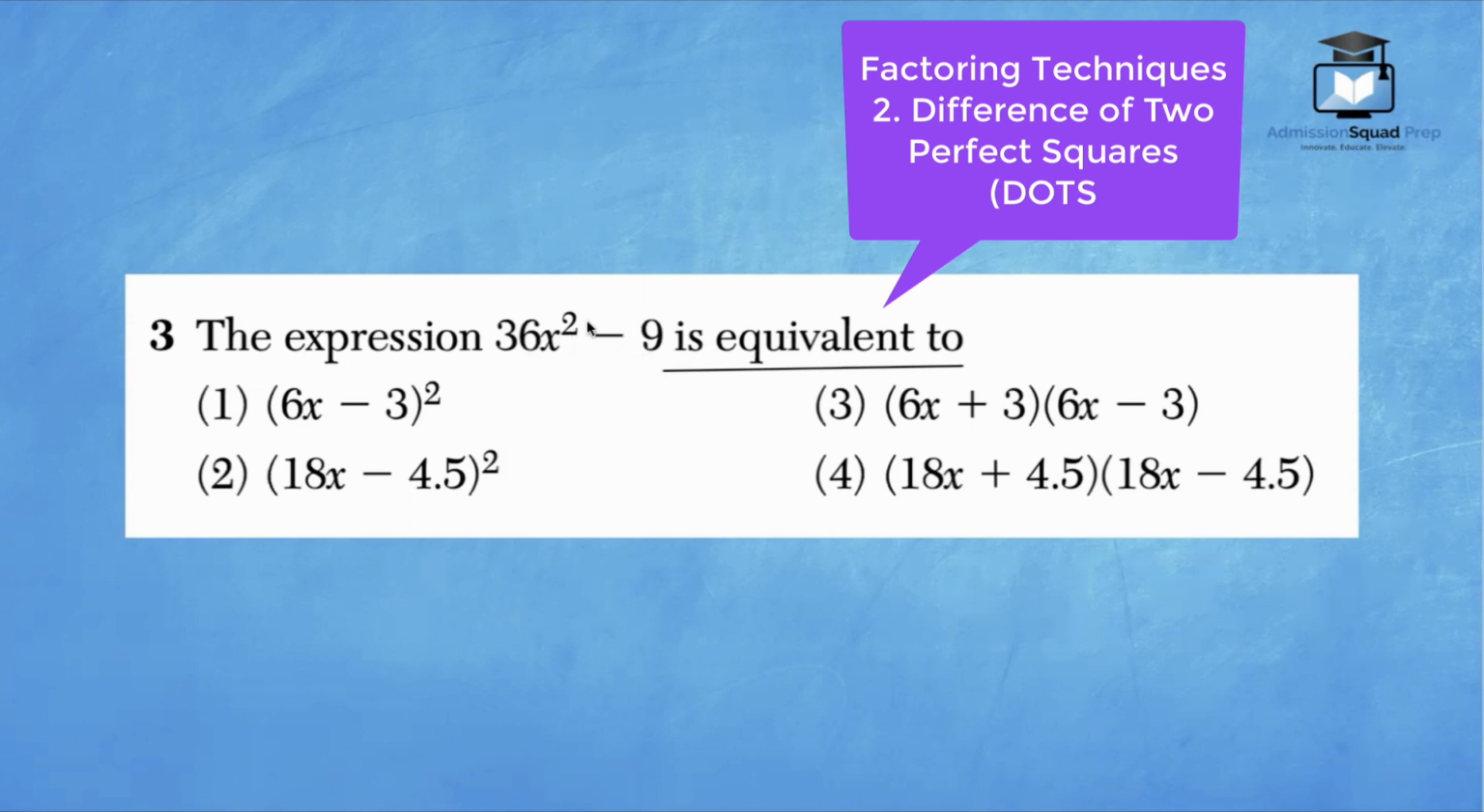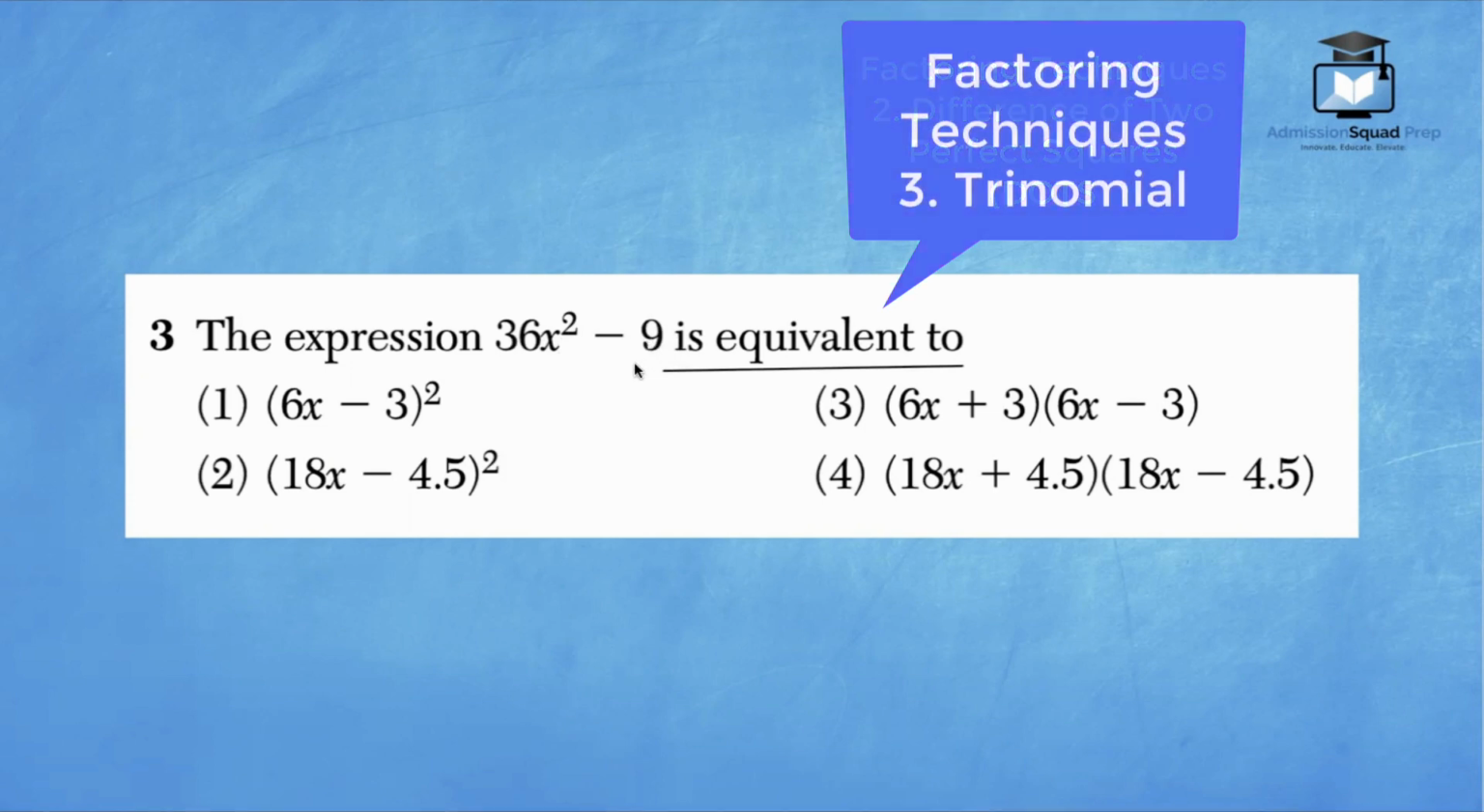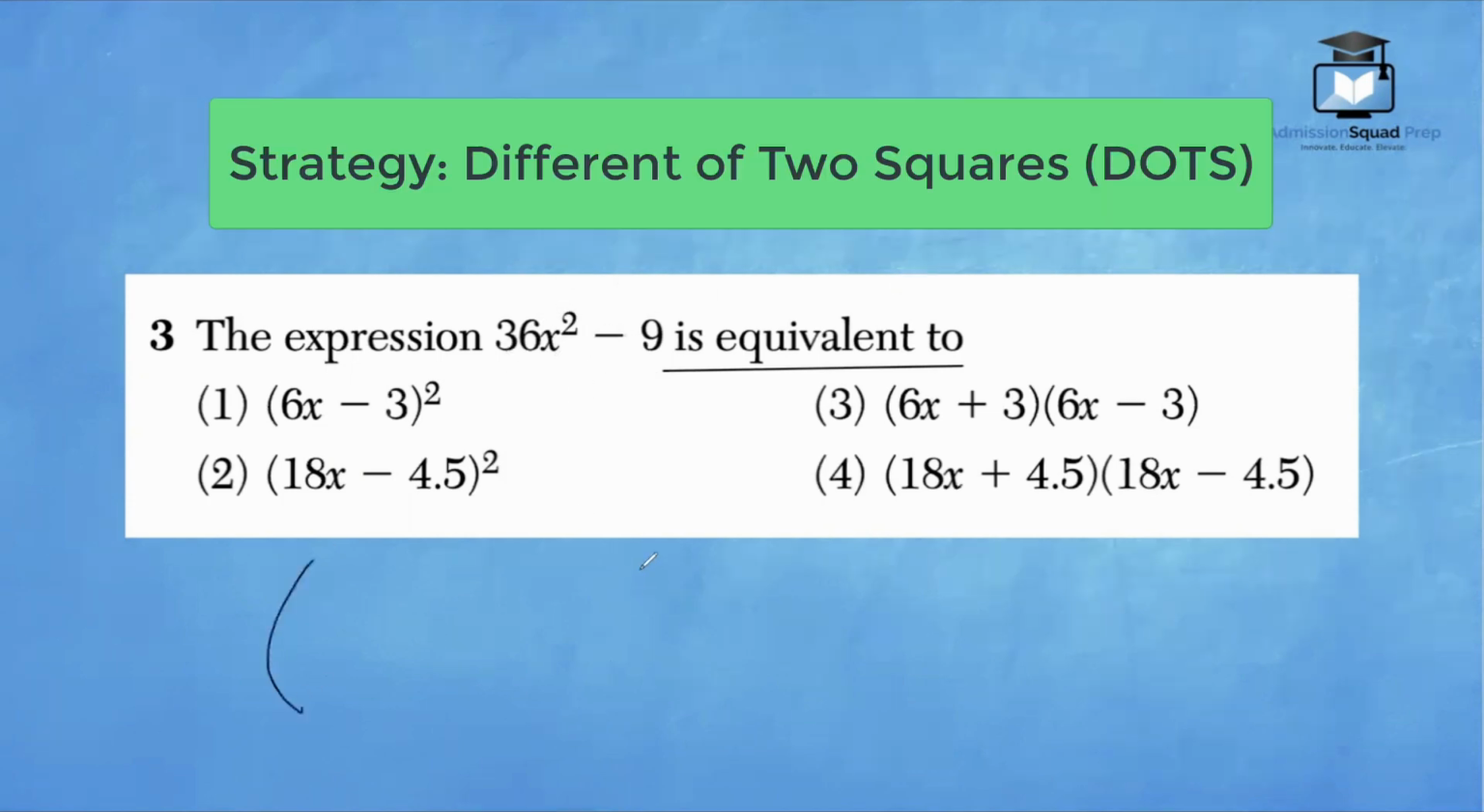I noticed that there's a subtraction symbol here, and 36x squared is a perfect square, and 9 is a perfect square. Our last factoring technique is trinomial factoring, but this is definitely not a trinomial. So for this problem, we're going to go with the difference of 2 perfect squares. We set up our 2 parentheses. We know that one of them will have an addition symbol, and the other one would have a subtraction symbol.